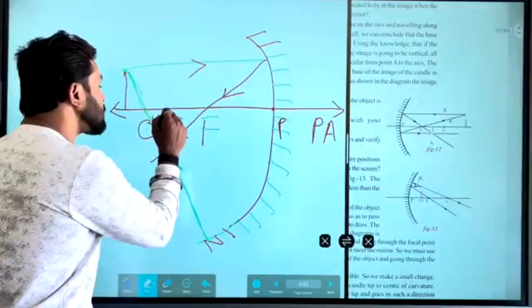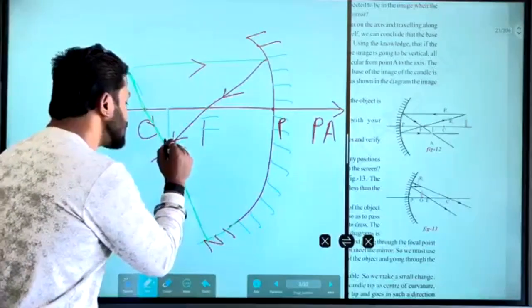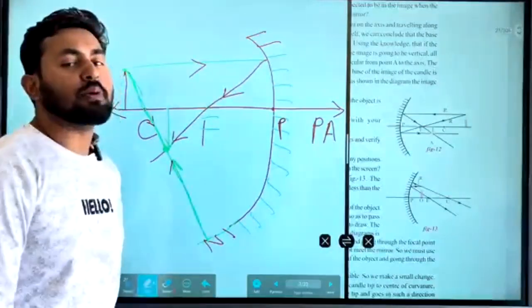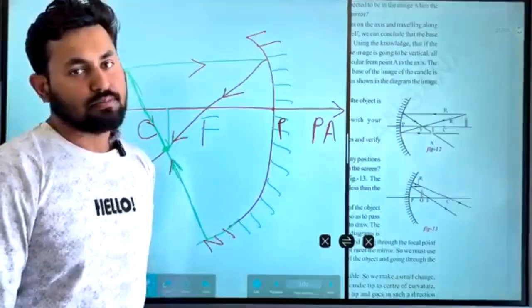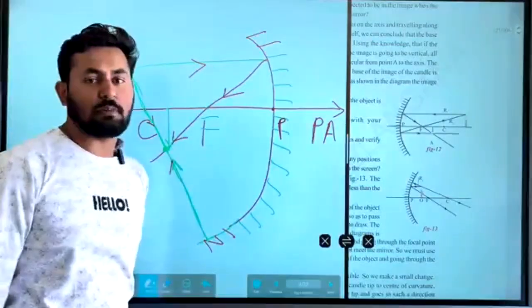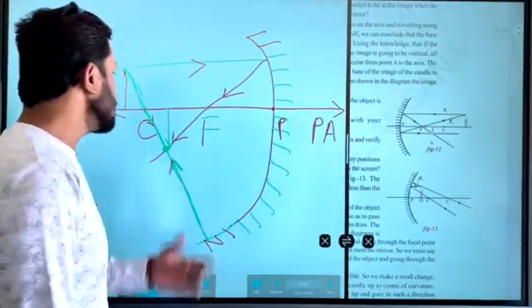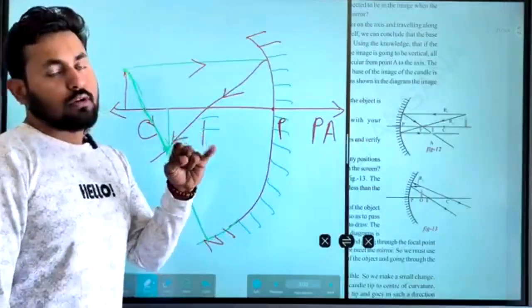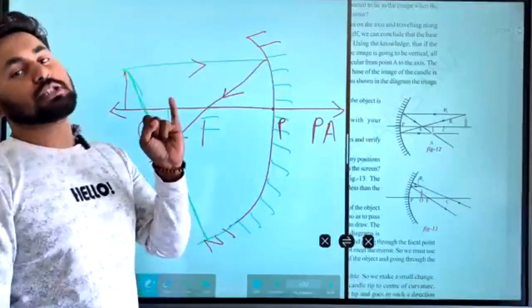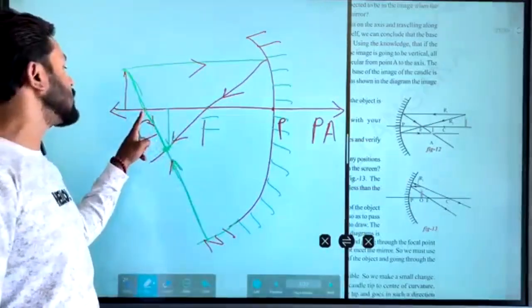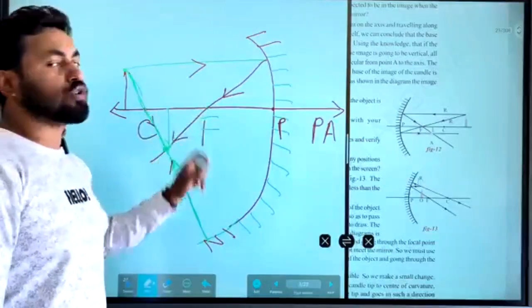Now this junction is the point where image formation will be taking place. The first point which I told you that you need to write is where the image formation is taking place. Image formation is taking place between center of curvature and focus.